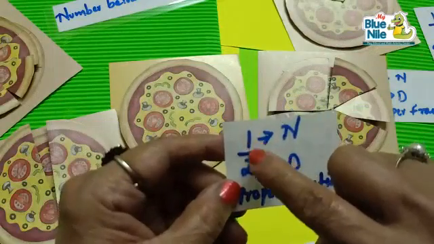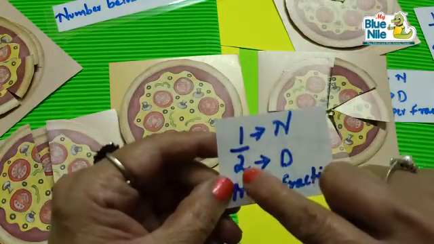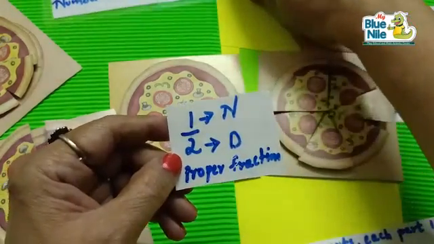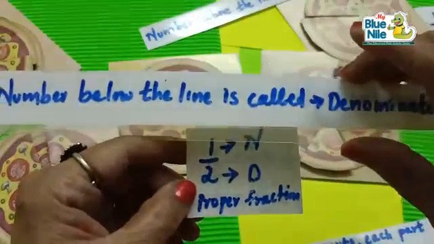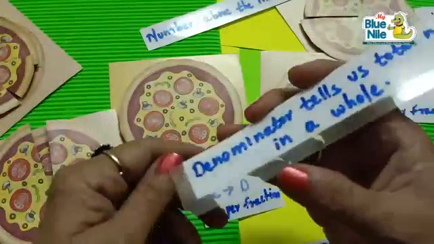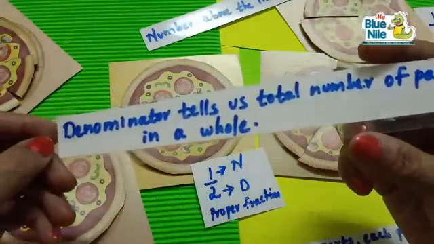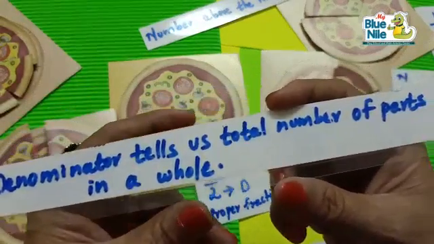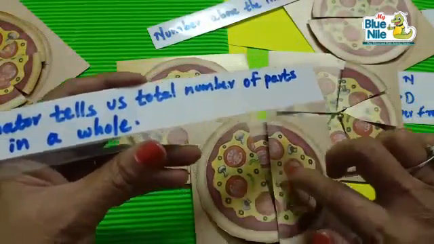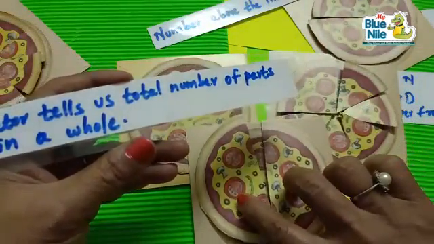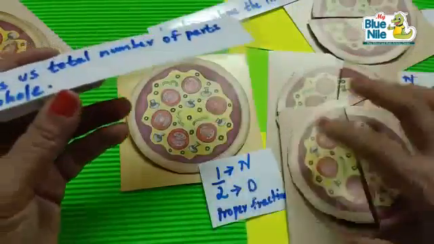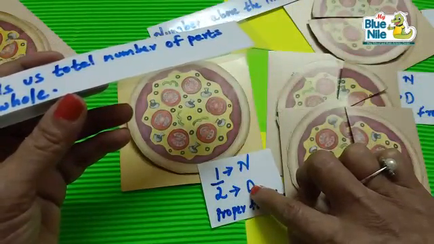So this is 1 upon 2, where 2 is the denominator. Now let me tell you, the number which is written below the line is called a denominator. And what does the denominator tell us? Denominator tells us the total number of parts in a whole. So here the total number of parts in a whole is 2, and therefore here 2 is our denominator.